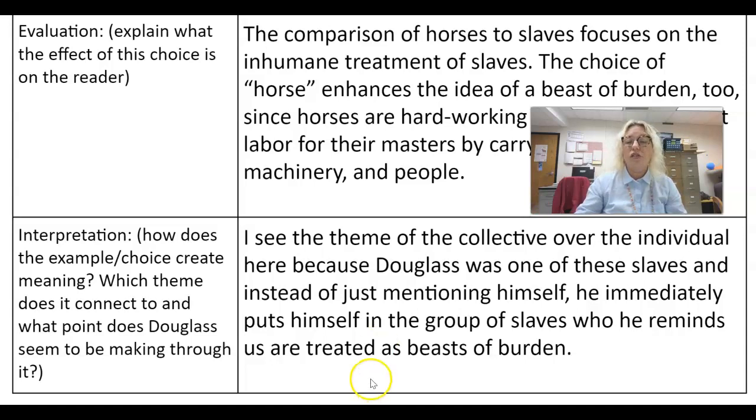So this is what I want you guys to do as you are reading for this first deadline. Trace an authorial choice along with the theme. All right, enjoy the first 4 chapters of the Narrative of the Life of Frederick Douglass.